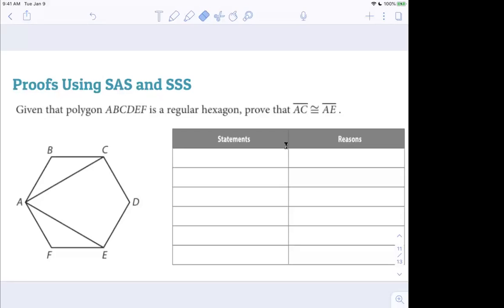Are we doing the first one? What would be the given? AC is congruent to AE, given. Nope, that's what we're supposed to read carefully. What does the problem say? A, B, C, D, E, F is what? A regular hexagon. So this is what it's giving you. Okay, so what's my first statement? Polygon ABCDEF is a regular hexagon. Good. Given.